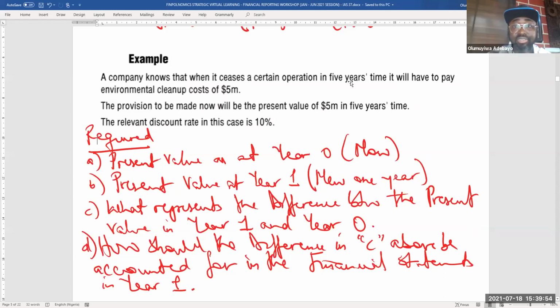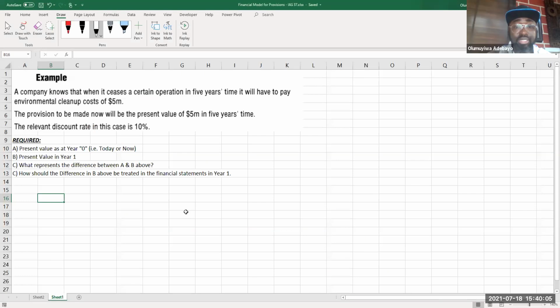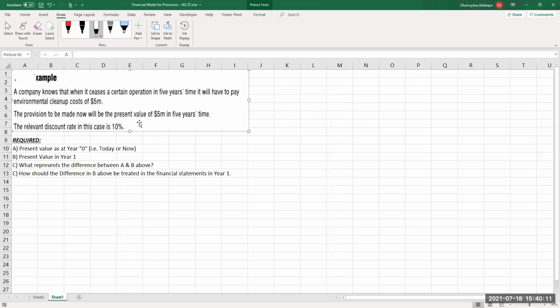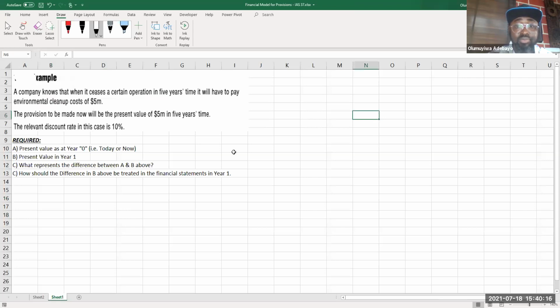Now let's look at it. We'll go back to our model, as I said earlier. And what we need to do? Year zero is now. Now let's draw up our timeline.